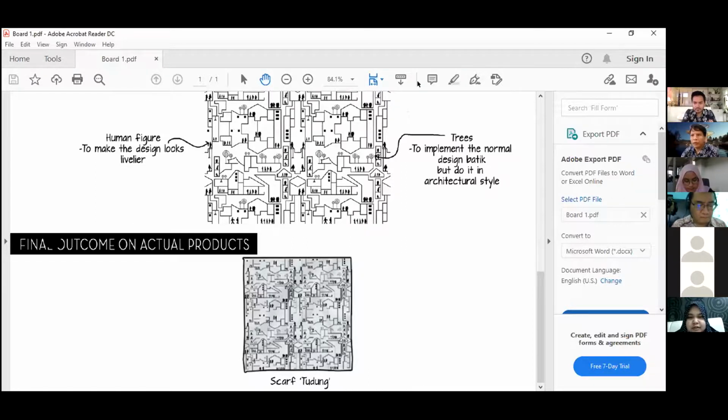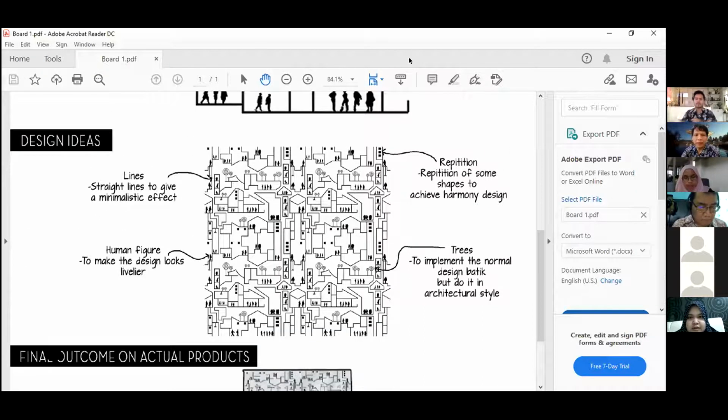Okay, thank you. Cik Nik, anything you want to add? I'm excited to comment on this design. One thing for sure, this is something very different that I have seen in the batik world before. We have never done something on a sectional basis, which is something that I like the most, as well as when looking into the building plan or the drawing.